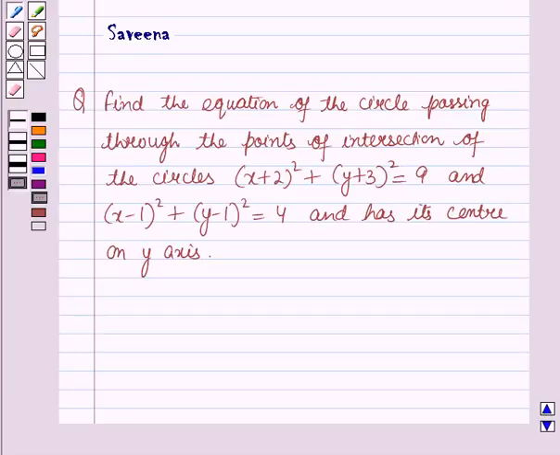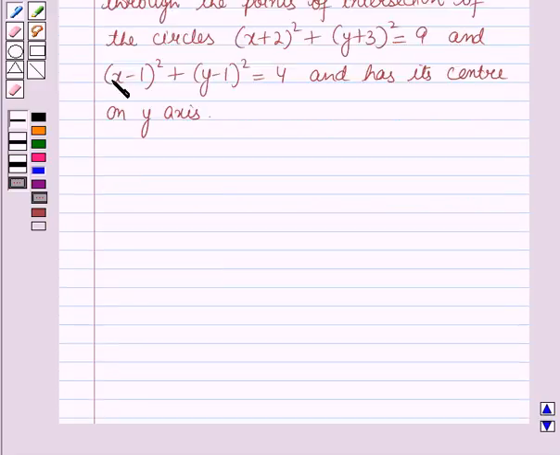Welcome to the session. In this session, we will discuss a question which says: find the equation of the circle passing through the points of intersection of the circles (x + 2)^2 + (y + 3)^2 = 9 and (x - 1)^2 + (y - 1)^2 = 4, and has its center on the y-axis. Now, before starting the solution of this question, we should know some results.